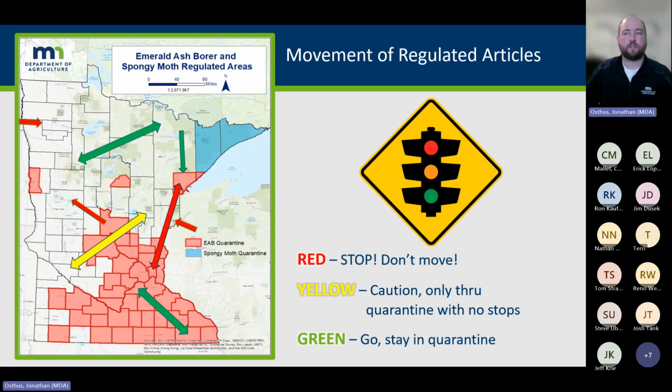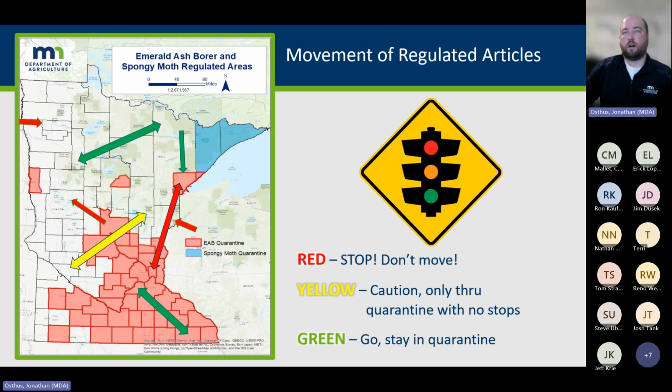Apologize for the map not being completely updated, but it gets the point across. So red means stop. You can't go from a quarantine area to a non-quarantine area with any of those articles. You can't go from out of state into Minnesota with any of those articles. And you can move freely within the quarantine with those articles, including to other adjacent quarantine counties.